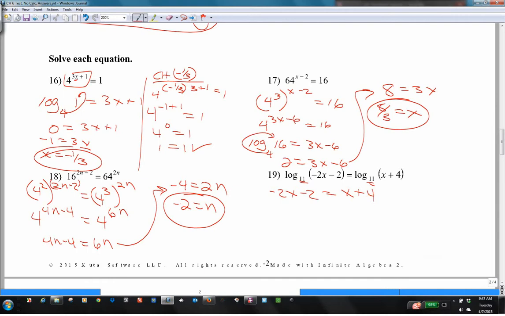So I'm going to take this negative 2x and add it to the other side. So I have negative 2 is equal to 3x plus 4. Now I'm going to subtract 4 from both sides. So that's negative 6 is equal to 3x, and I have negative 2 is equal to x. You need to check that. One of your first things is to see if it gives you a negative logarithm, and it does not. So the chances are that it could very well work in both of those.